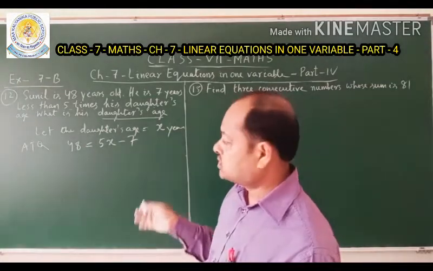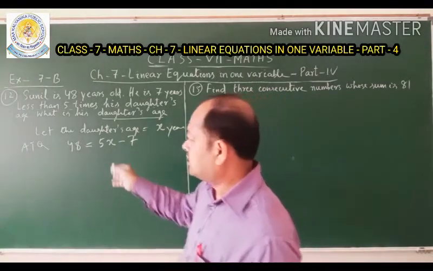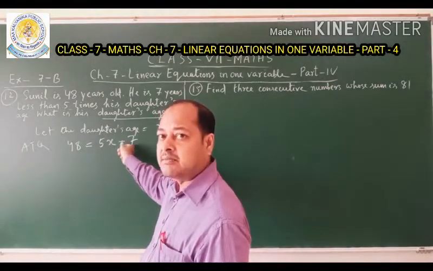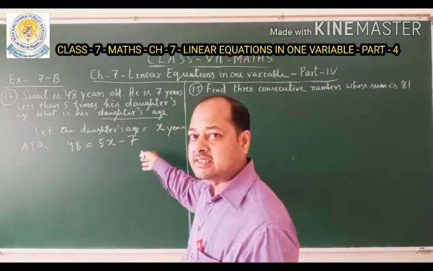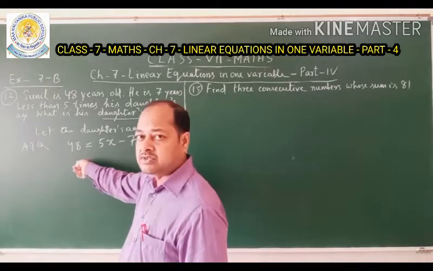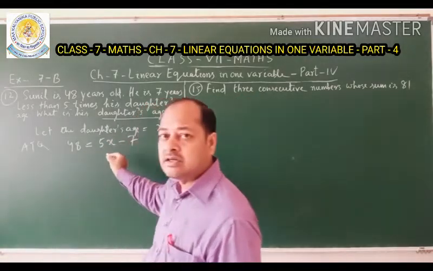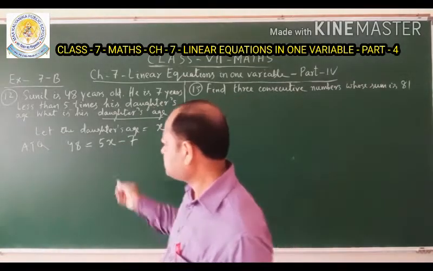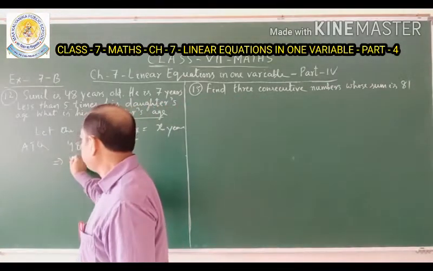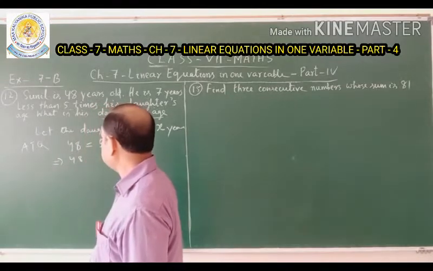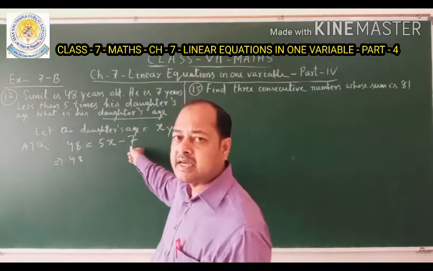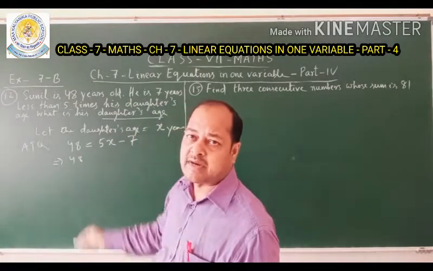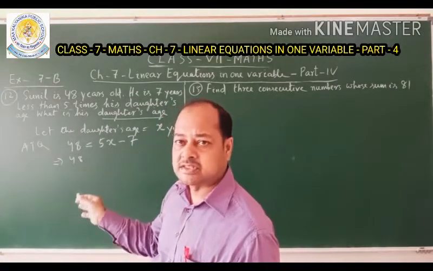Try to understand. So Sunil's age is given, 48. His age is the same as 5 times his daughter's age minus 7. That means less than 7 years. So if you solve this equation, we will find the value of x, and that is the daughter's age. Okay. So 48 equals 5x minus 7. First of all, the 7 will be transposed. Minus 7 will be transposed to the other side.